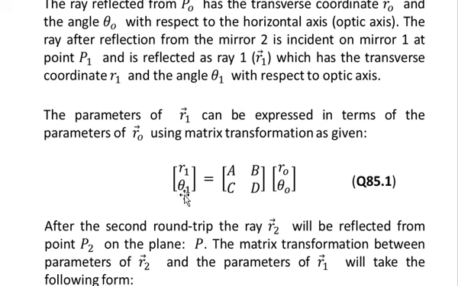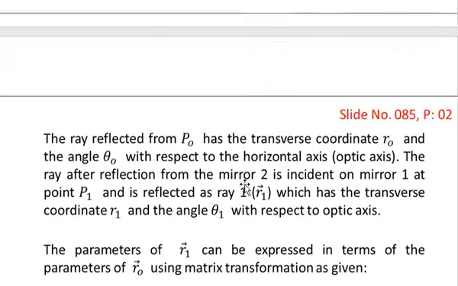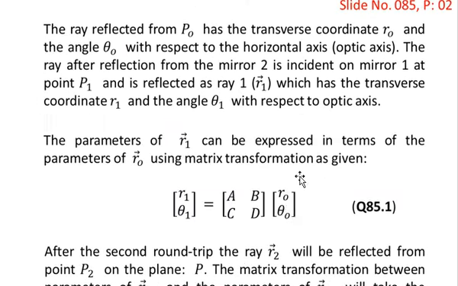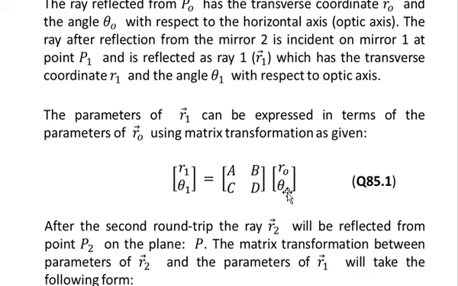So here we have written down that the parameters of R1 can be expressed in terms of the parameters of R0 using the matrix transformation as given. So we have a column vector of R1 and theta1 on the left hand side, which is equal to the product of the ABCD matrix, which is the system matrix for a general optical system such as shown in figure number 1, multiplied by the column vector R0 and theta0. So this is the calculation after one round trip.